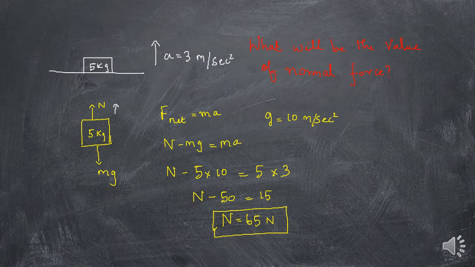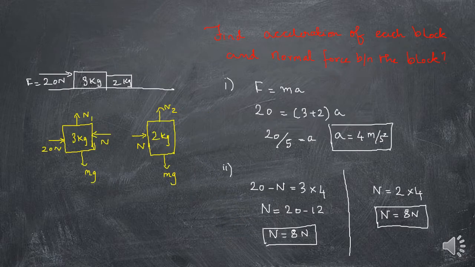So this is a very simple problem. We will see a slightly higher-level problem now. If you look into this problem, you can see 2 masses. One is of 3 kg and the other is of 2 kg. I am applying a force of 20 Newton. Here the question is we are supposed to find the acceleration of each block and the normal force between the blocks. For this case, first let me find the acceleration of each block.